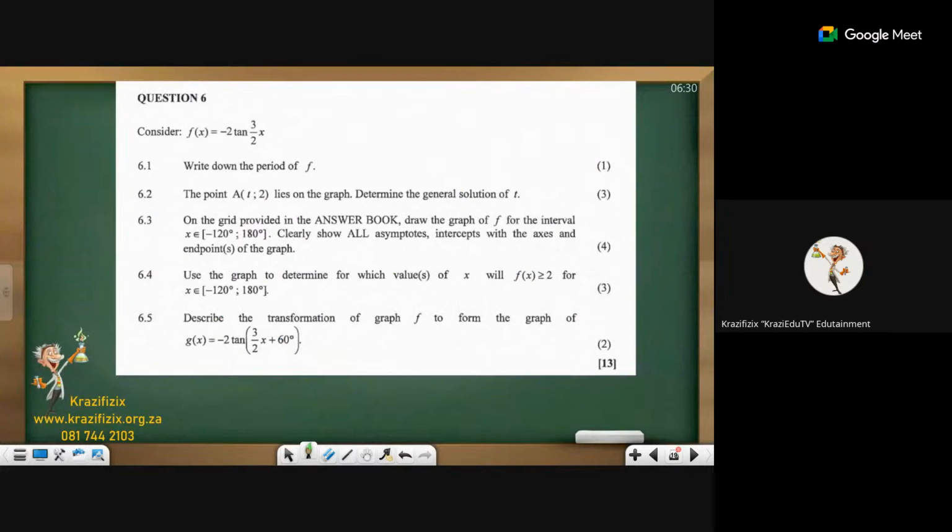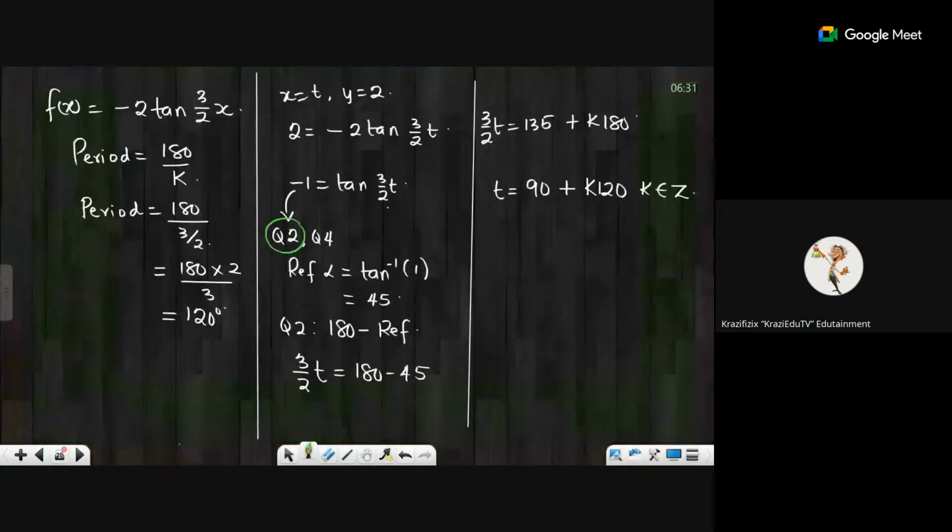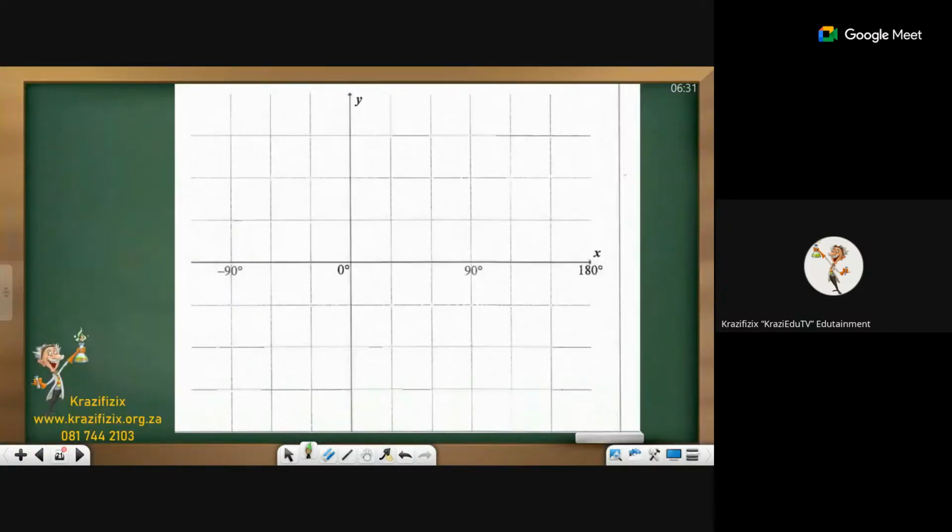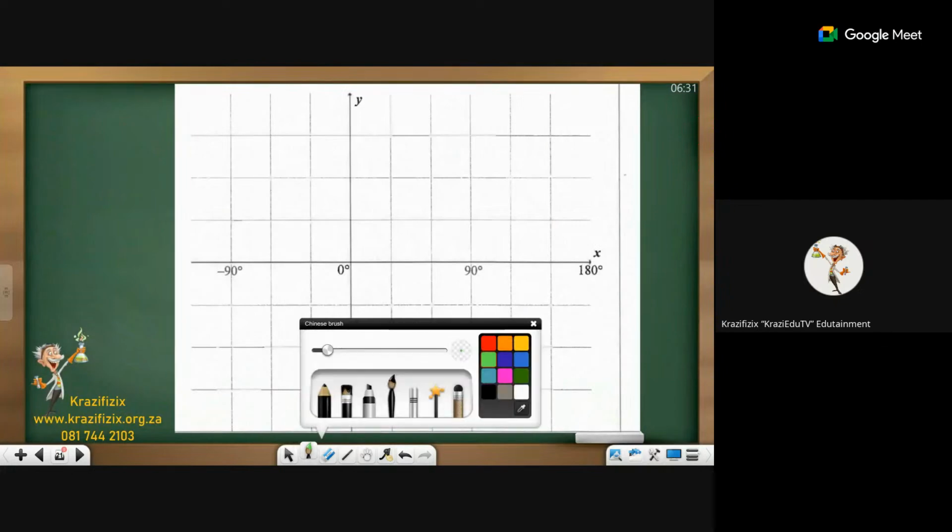All right. On the grid, okay, guys, draw the graph of f for the interval negative 120 to 180, my start and my stop. That will be given to you. I do have my grid. What am I sketching? Guys, we will do the sketch later. I'm just going to show you how to walk through.